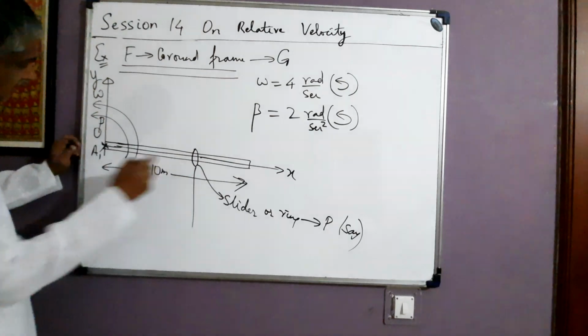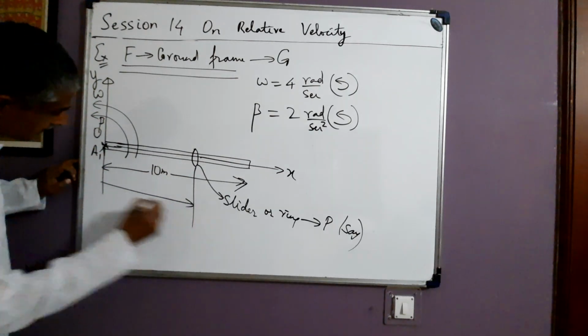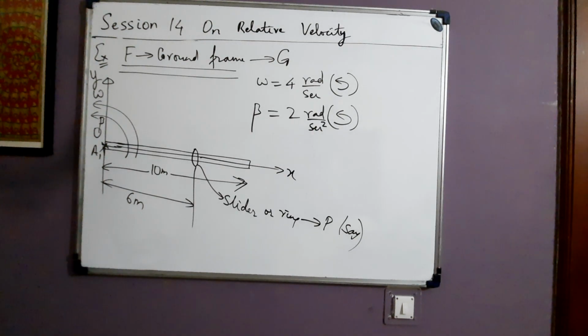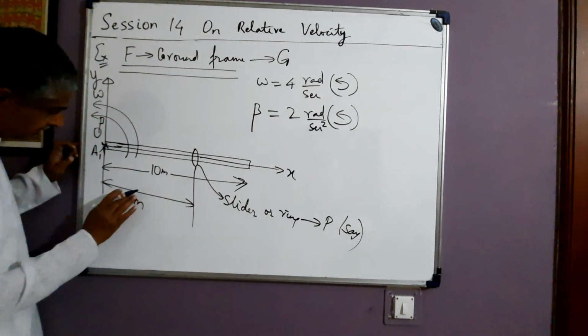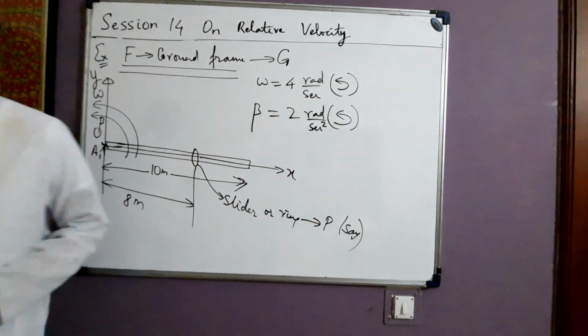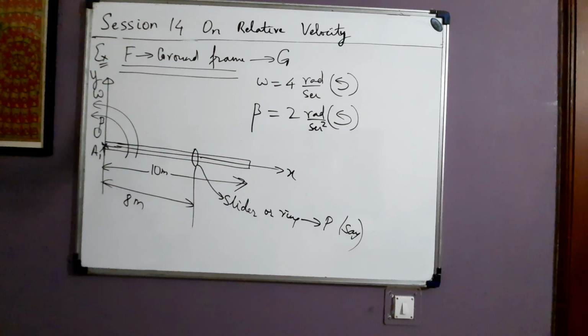At the instant shown, the slider is at a distance of, say, 6 meter from A1. Fine. It is at a distance of, not 6 meter, let's call it, say, 8 meter. It's at a distance of 8 meter.